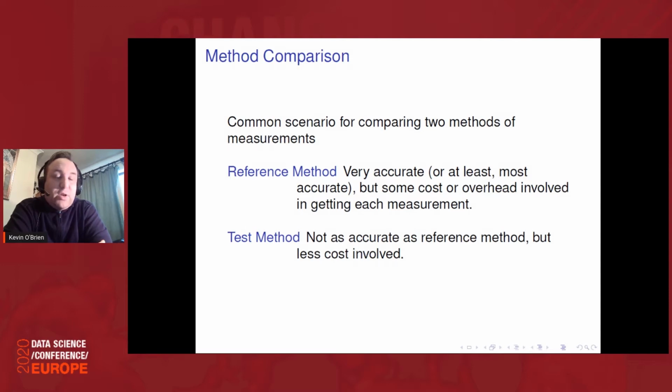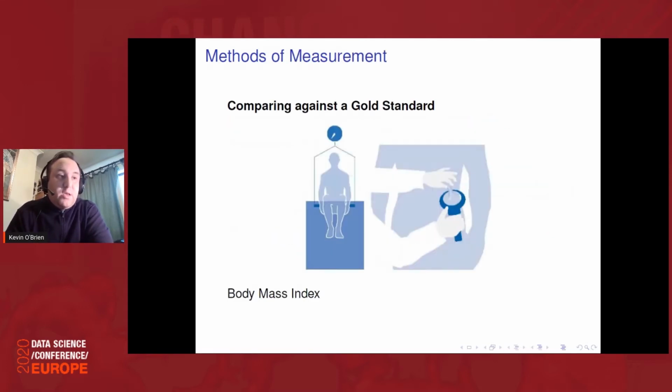So we might be interested in using the test method, but we want to know how good it is compared against the reference method. And that's the basis of what a method comparison study is. Here's a quick example of what I mean.